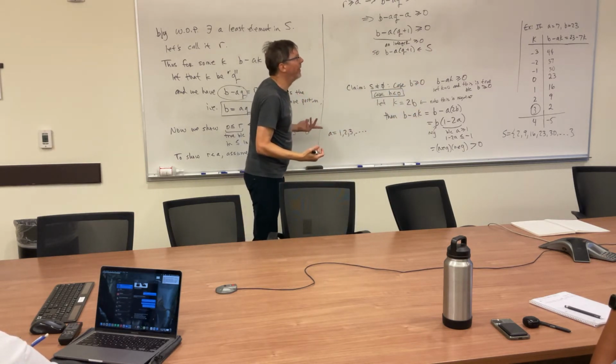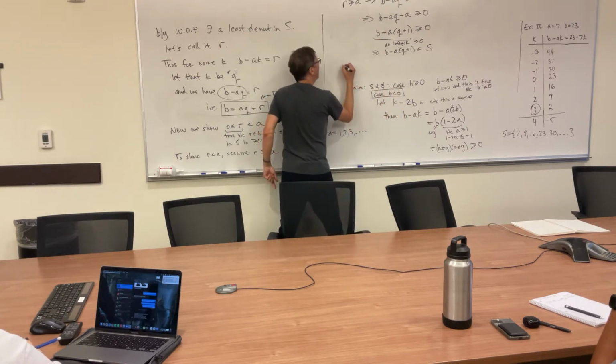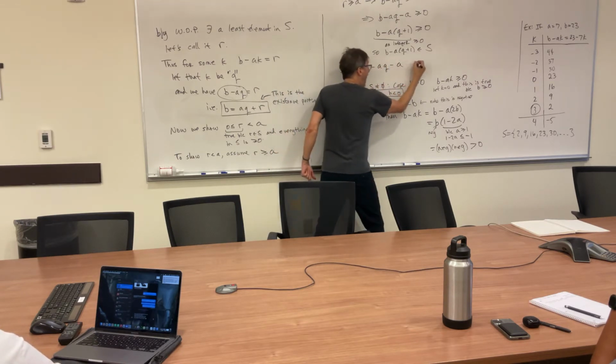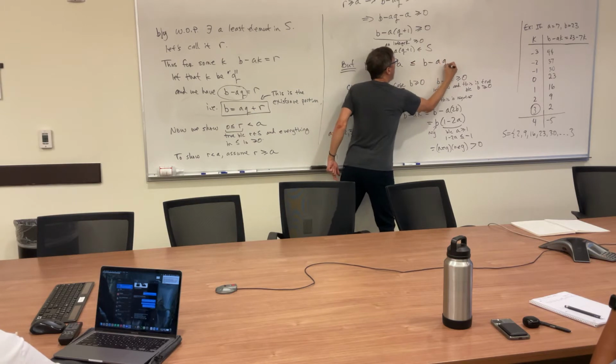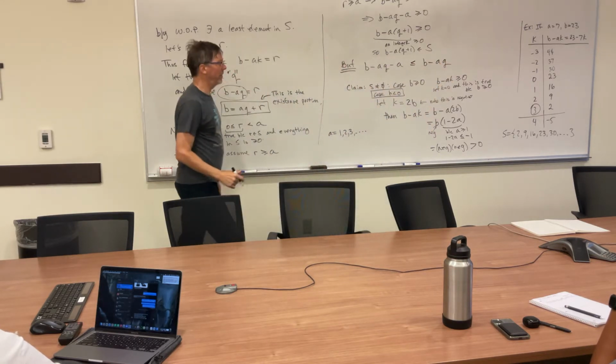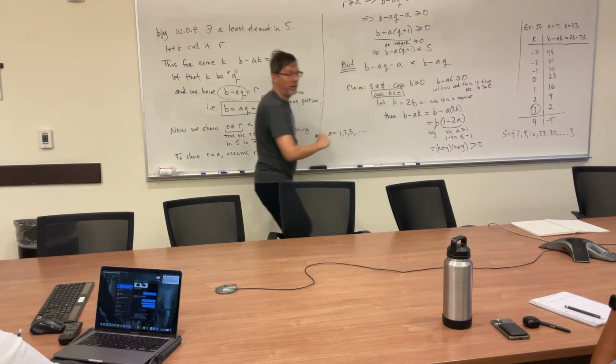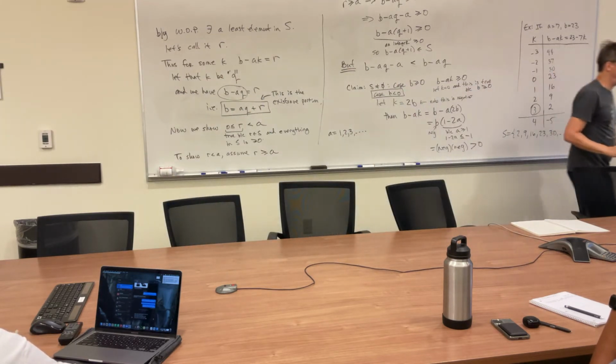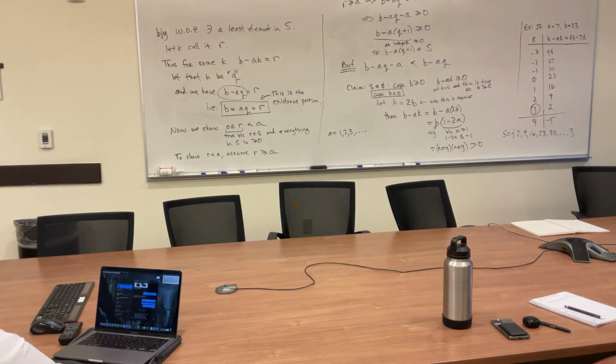However, here's the contradiction coming up: B minus AQ minus A has to be less than B minus AQ. Why? Well, actually, strictly less. Why is that true? What do you know about A?